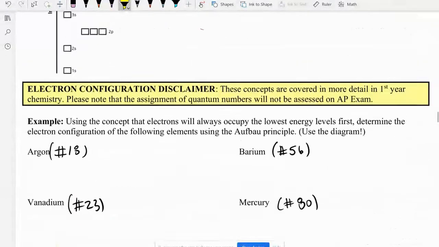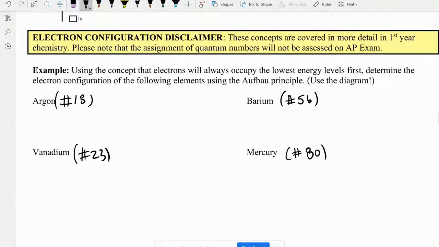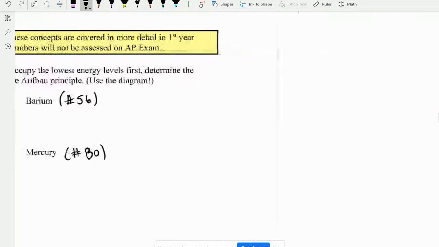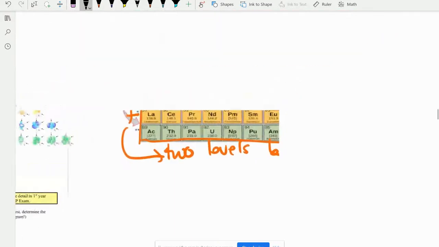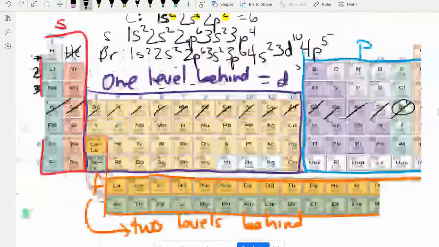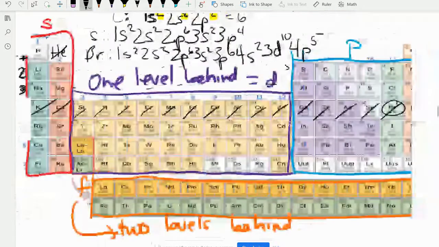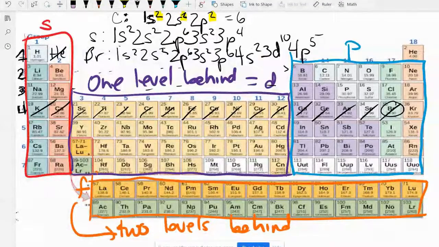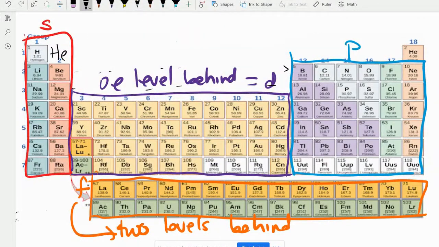Okay, let's go back up and do argon. Now, I guess the easiest thing for me to do would be go back to the periodic table that I was annotating, so you guys have a visual reference. Give me just a sec while I erase. Okay, so I cleaned up the periodic table a little bit more. I apologize for the sloppiness, you guys.